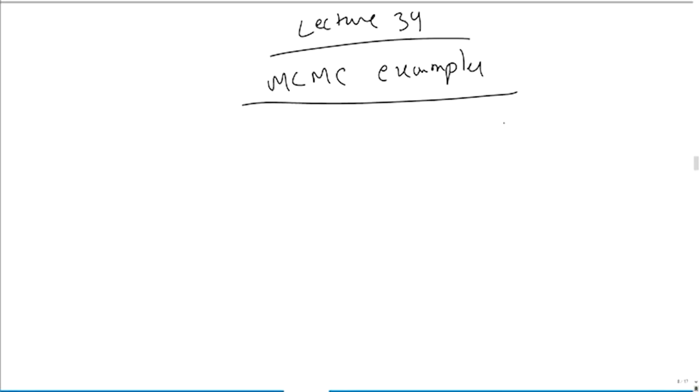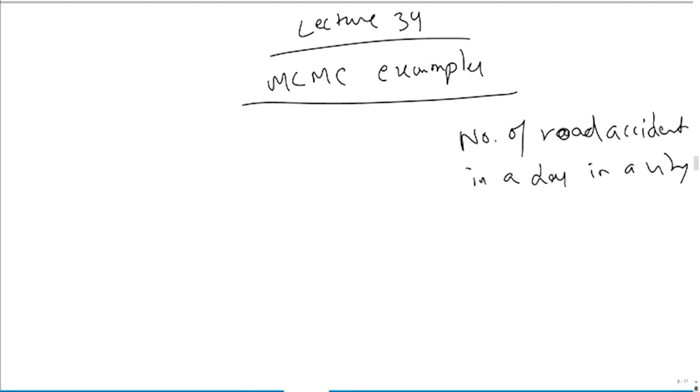Now we are going to discuss an example where, let's say, you are interested in modeling the number of road accidents that occur in a day in a particular city. So this is the data you want to model, and let's say these are your likelihood and prior assumptions.